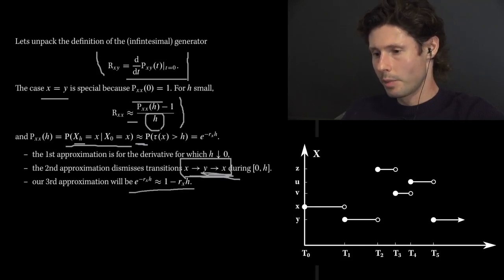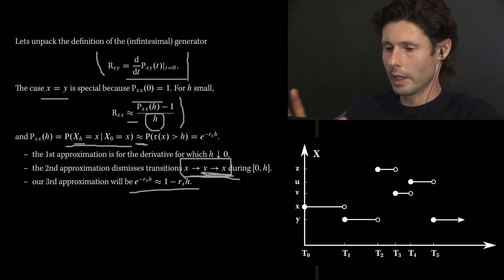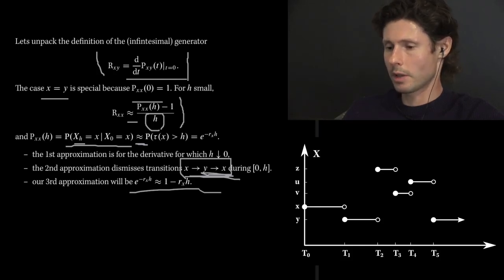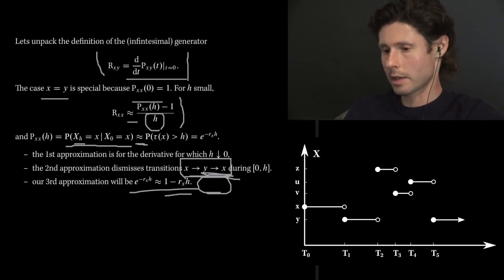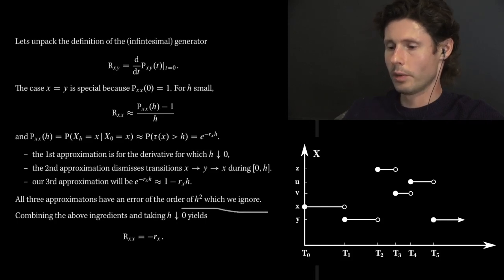And then our third approximation is going to be a Taylor approximation for the exponential. Again, you see that it's making an error of order h squared. That's the next missing term in the approximation, which would be order h squared. But e to the minus r_x h is well approximated by 1 minus r_x h. So now let's put everything together. Like I mentioned, all three are of order h squared, and we're going to ignore them.